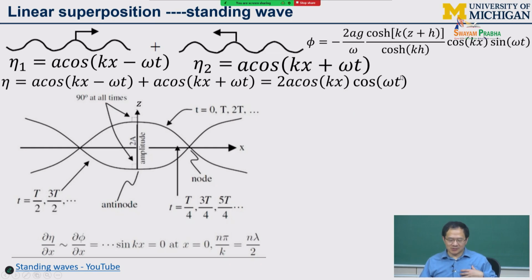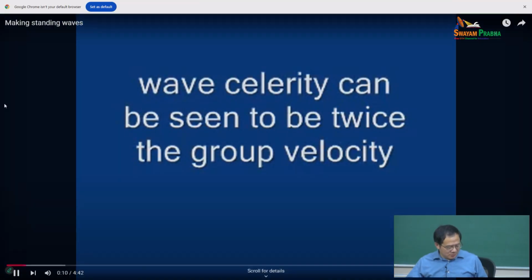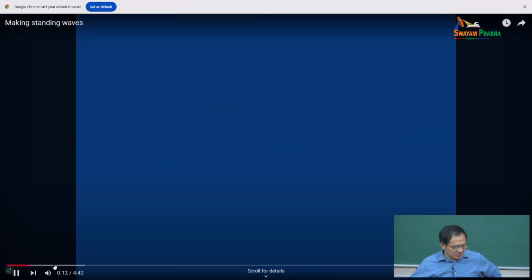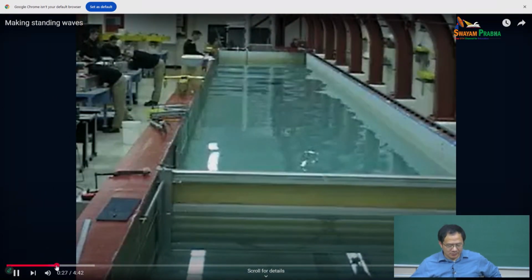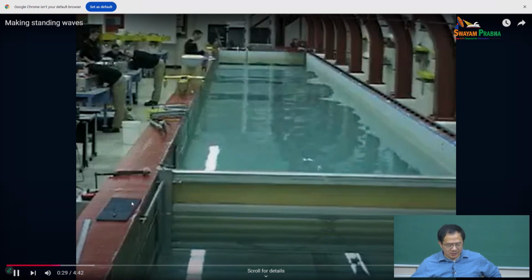If you have a fixed time, okay, this one looks like this shape, and that is called a standing wave. And for the standing wave, there is some video here, and let me click to see if it works or not. This is YouTube, and some video shows the standing wave.